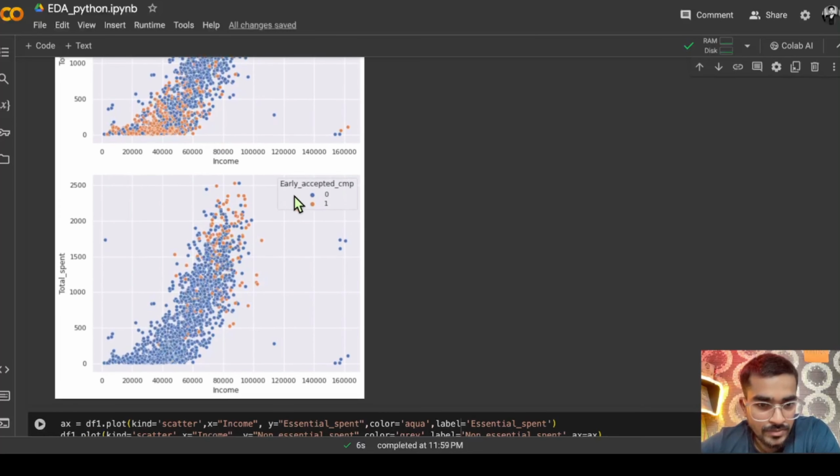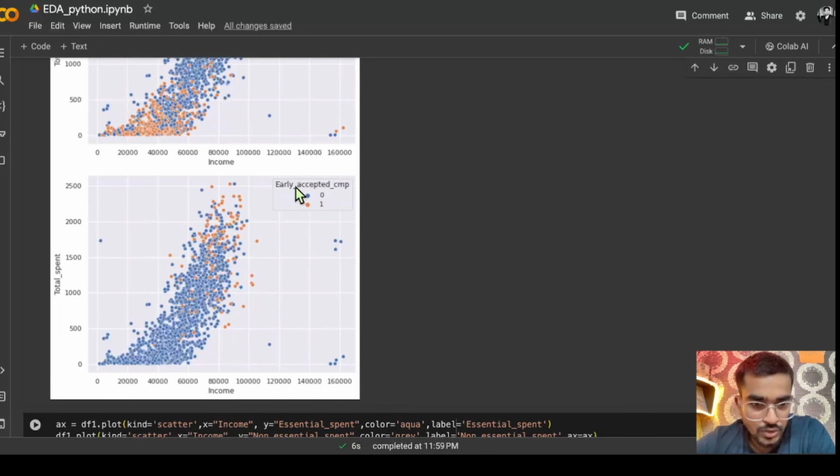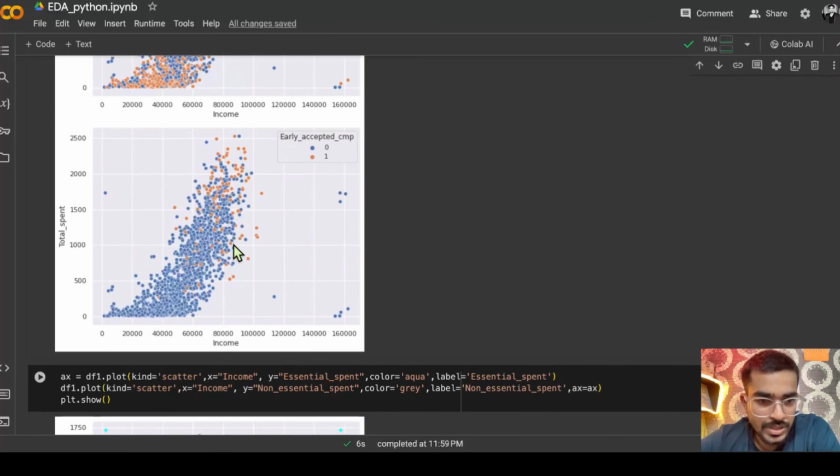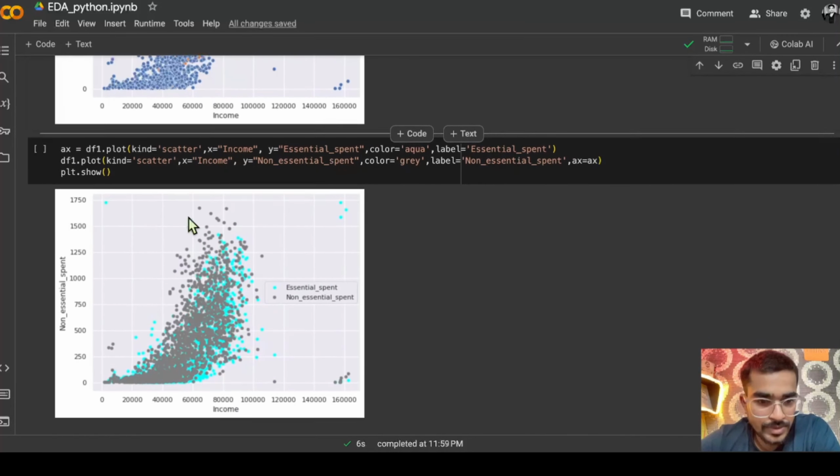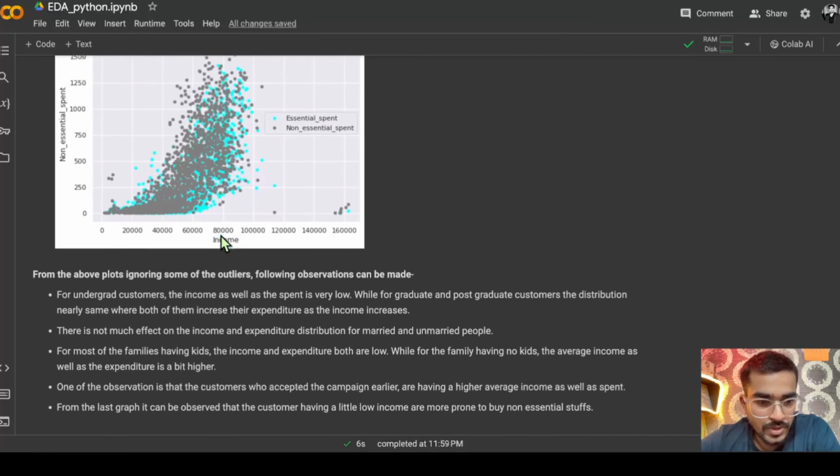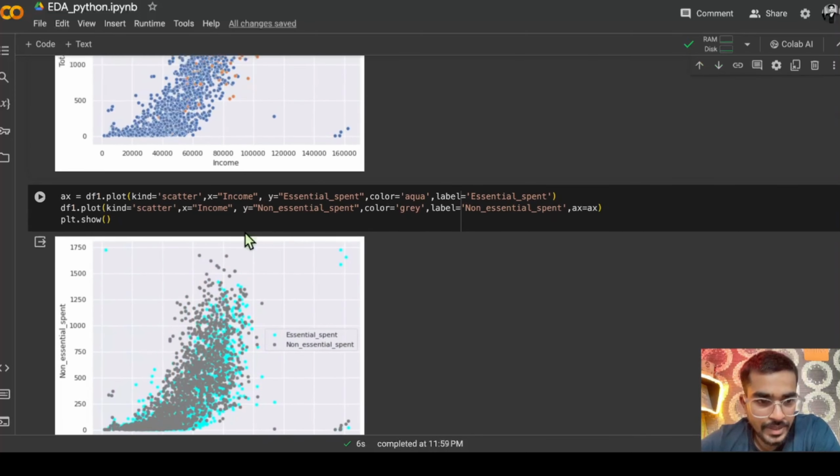Again there is some relation with the early accepted campaign. If a person has accepted the early campaign, having value 1, you can see most of the dots are here. Most of those persons have high income and high total spend. These are the things that we can observe out of that, and I will also show you the observation points that I have made out of that.